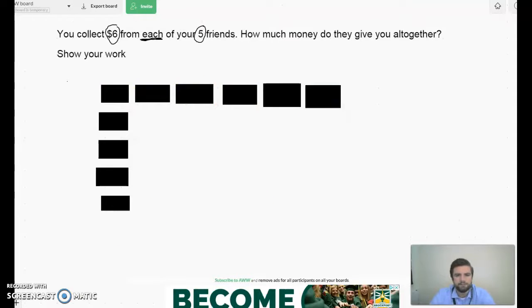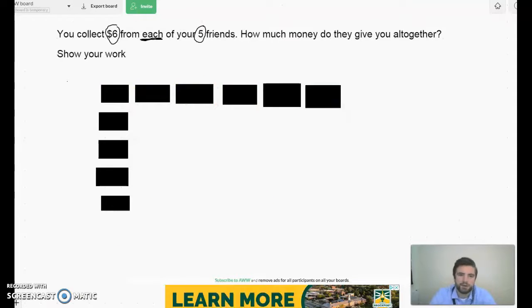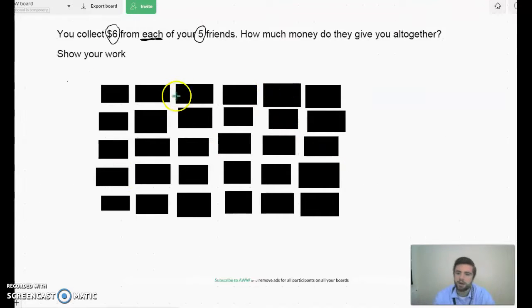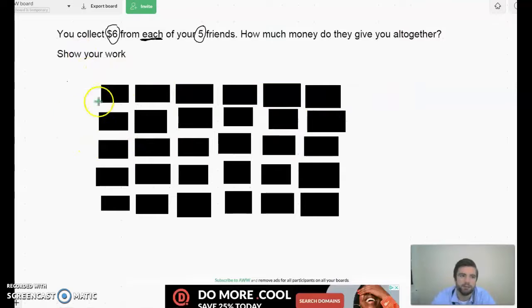So why don't you try that? Try to draw an array with 5 rows and 6 columns. When you're done, your array should look like this. And hopefully it looks a little neater than this one. Sometimes your array won't come out perfectly, but as long as you can see how many rows and how many columns we have, you'll do okay.